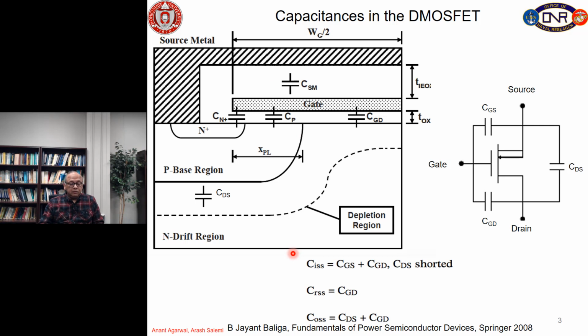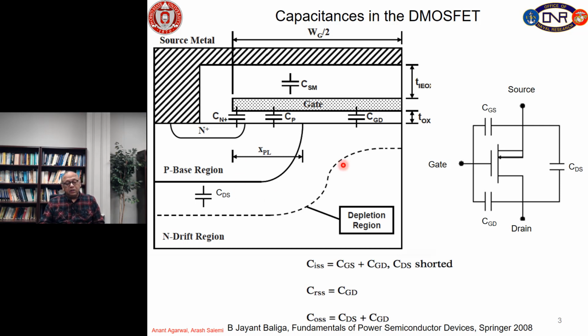So basically, if you look at various capacitance components, you have a capacitance between gate and source metal listed here as CSM. You have a capacitance between the gate and the N plus source listed here as C to N plus. Then CP is the parallel plate capacitance between gate and the P well, and then the gate drain capacitance, and of course the drain to source capacitance here.